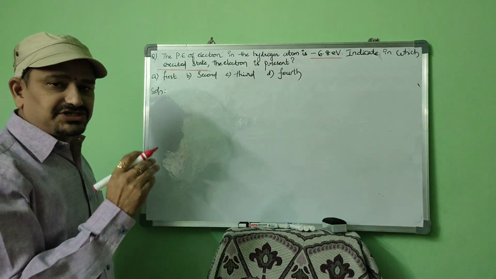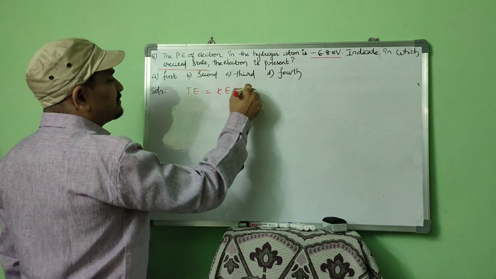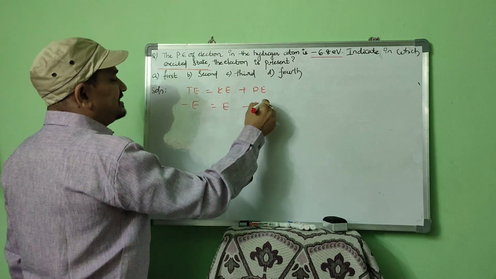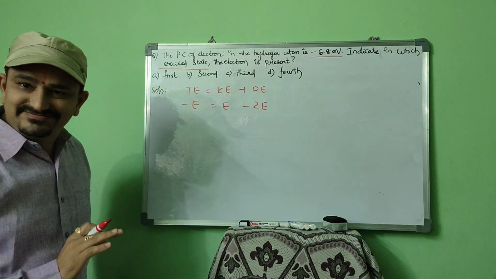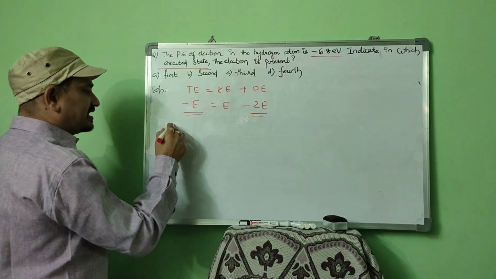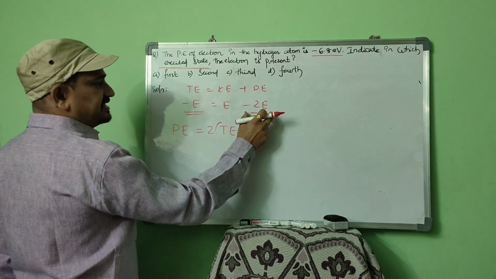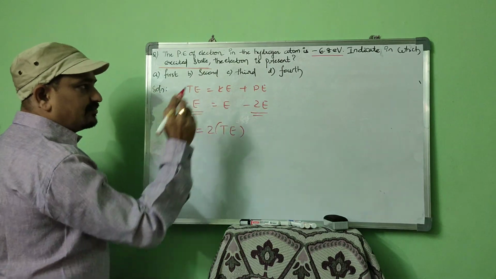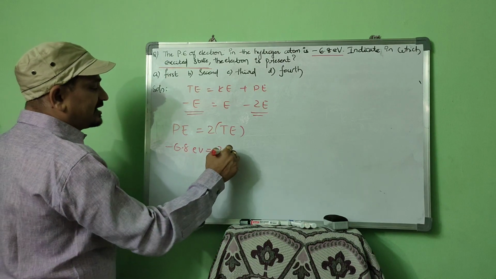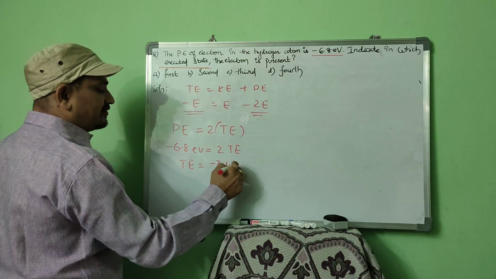For answering this question, we should be aware of the relation. Total energy equals kinetic energy plus potential energy, or minus E equals E minus 2E. So we have to remember all these forms, right? Now from these two, total energy and potential energy, we can take one relation. Potential energy is always 2 times the total energy. Now we are given potential energy as minus 6.8 electron volts equals 2 times the total energy. Then total energy is minus 3.4 electron volts.